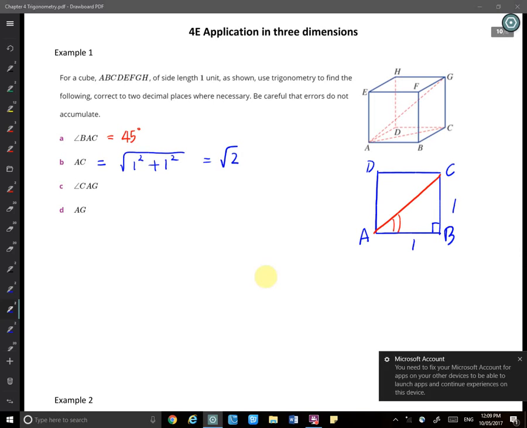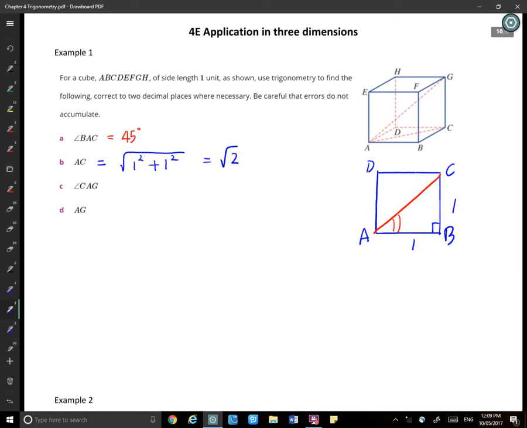And then I want to find the angle CAG. So let's again draw that. I have A, I have G here, and I have C here.